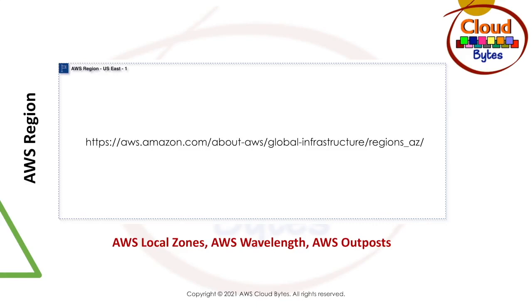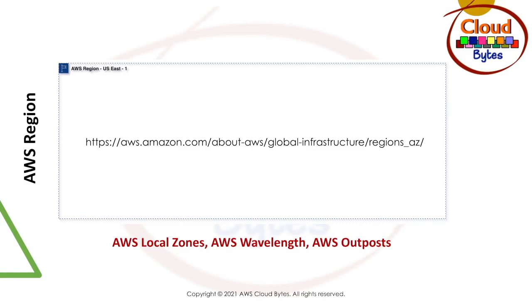You can see AWS Local Zones, AWS Wavelength, AWS Outposts. What is a Local Zone in AWS? A Local Zone is an extension of an AWS region that is geographically close to the users. And Local Zones are only, as of now, available in the US West, Oregon region. We're not going to deep dive into that. That should be a topic of a different episode.